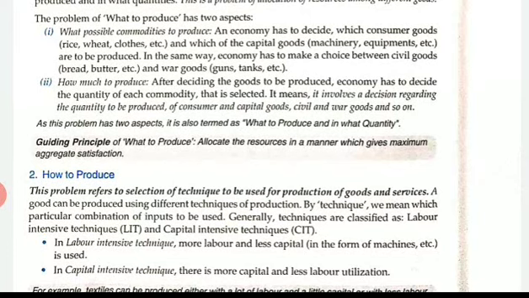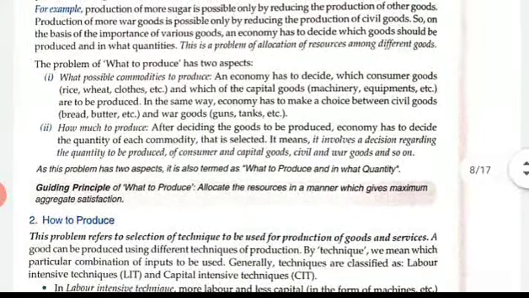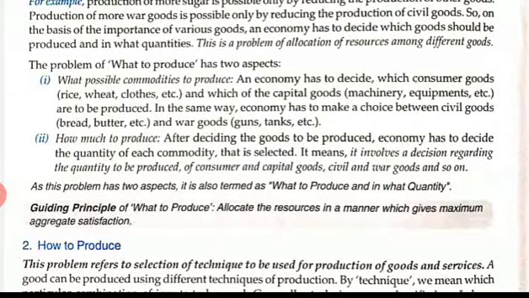I want to elaborate on this more. The problem of what to produce has two aspects. First, what possible combination to produce? Like I have told you, the economy has to decide whether they want consumer goods, or capital goods and machines, or food, clothing, etc. Then, how much to produce? After deciding the goods to be produced, the economy has to decide the quantity of each good that is selected. These are the two aspects of the what to produce problem.